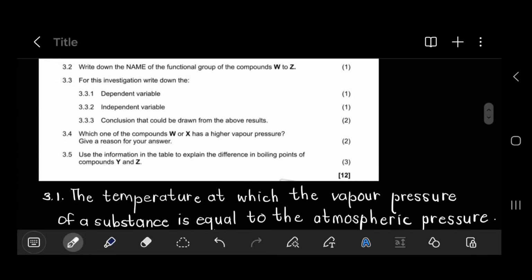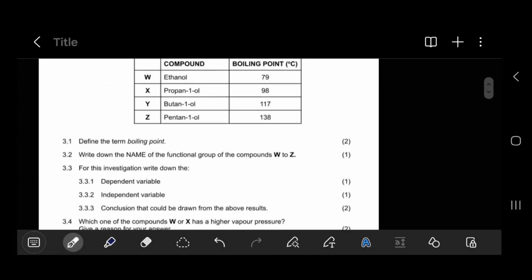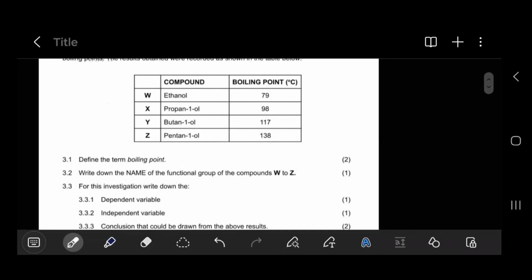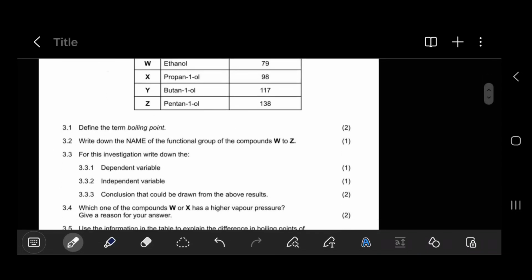3.3.1 says for this investigation, write down, and the first thing we're looking for is the dependent variable. Now a way that you can remember this is the dependent variable is what you are measuring in an experiment. So for this experiment, we are measuring the boiling point for each compound. So our dependent variable here is boiling point.